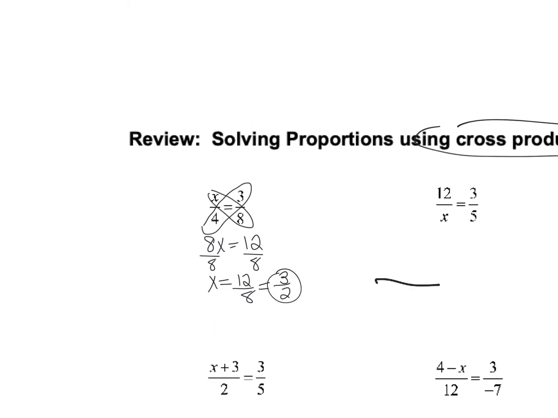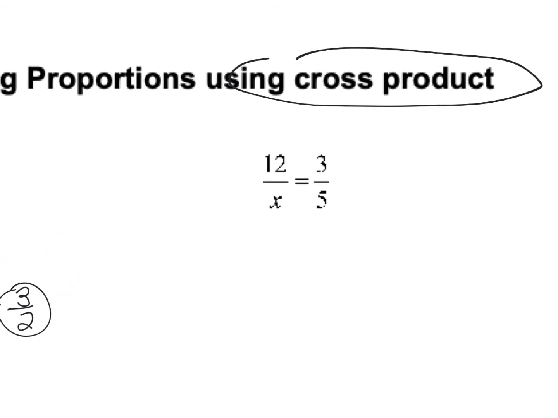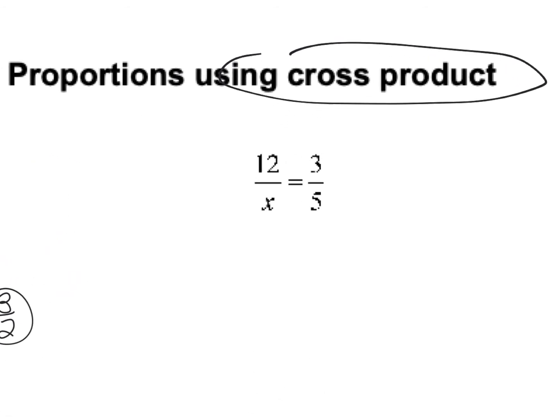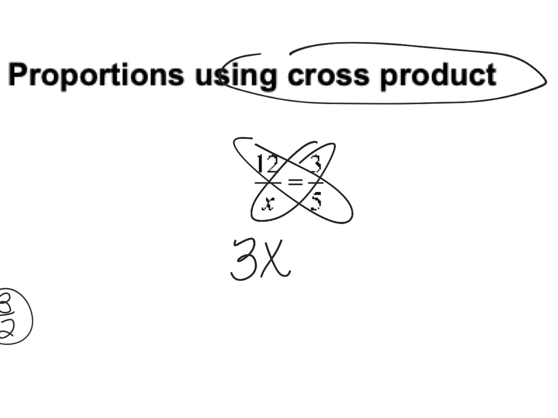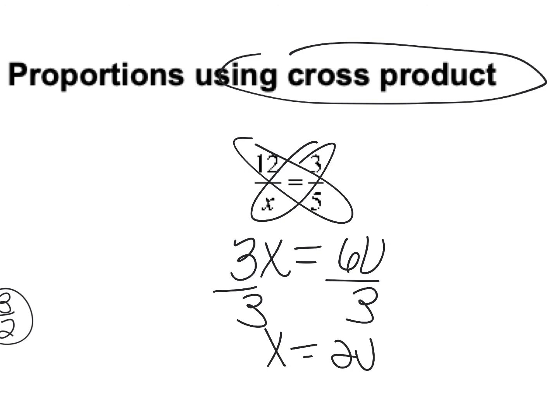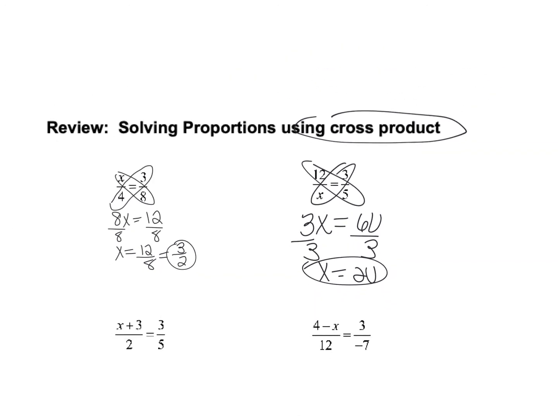Okay, again, just another one here, a couple of examples here. We've got 12 over x. Now the x is in the denominator, but that doesn't really matter. We're just going to butterfly diagonally, and we get 3 times x is 3x. 12 times 5 is 60. And we're going to divide 3 on both sides to get x by itself, and we get x equals 20.